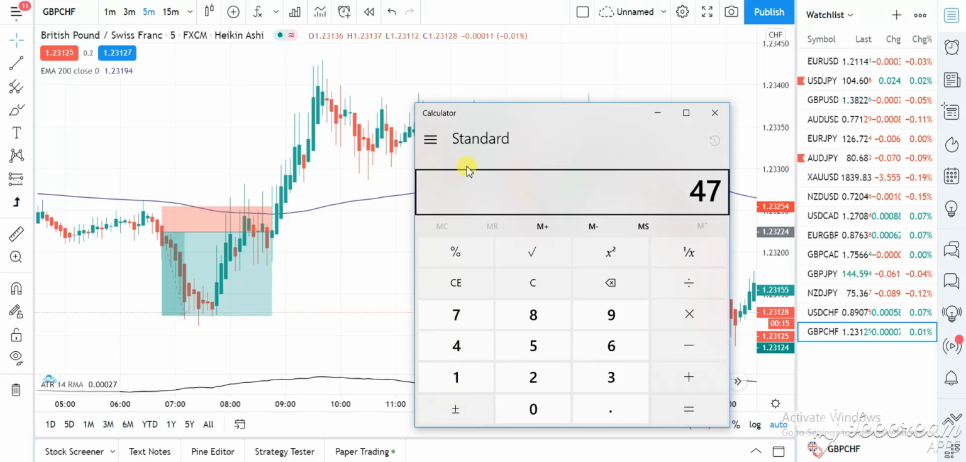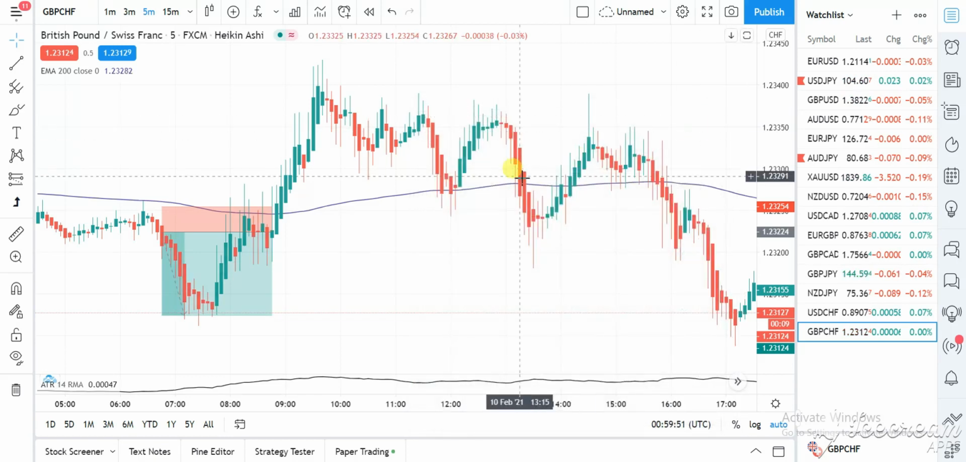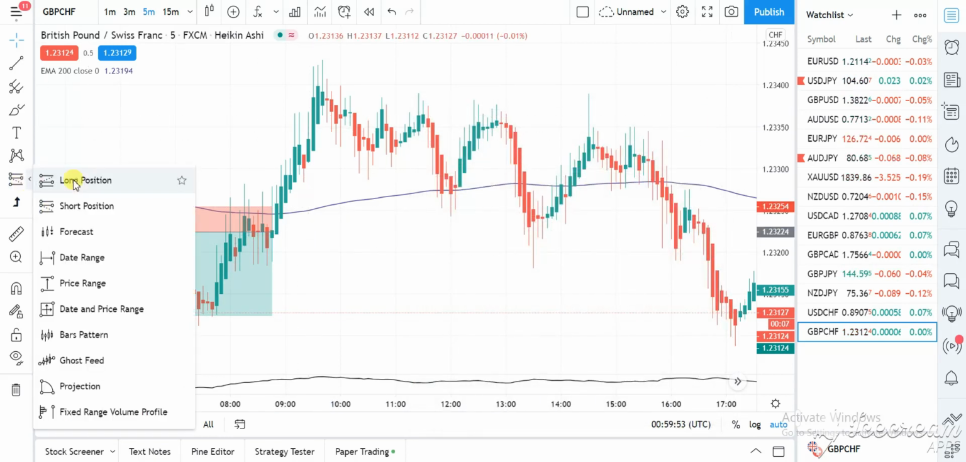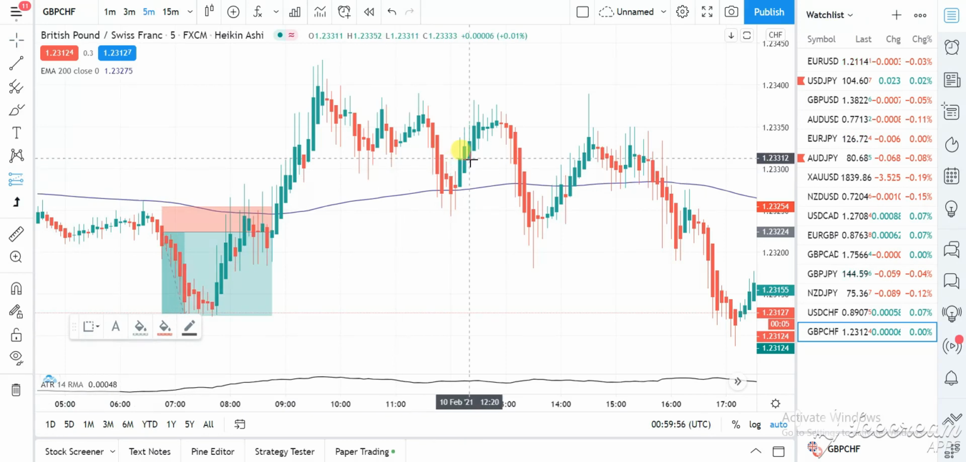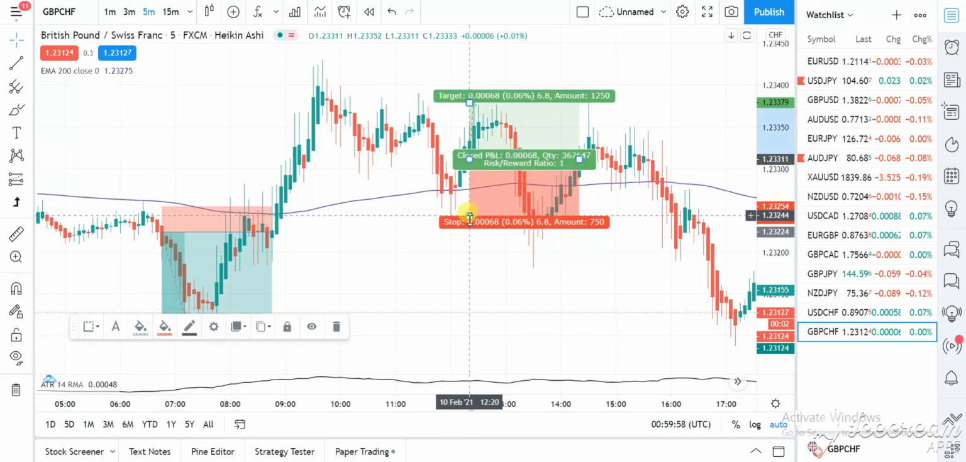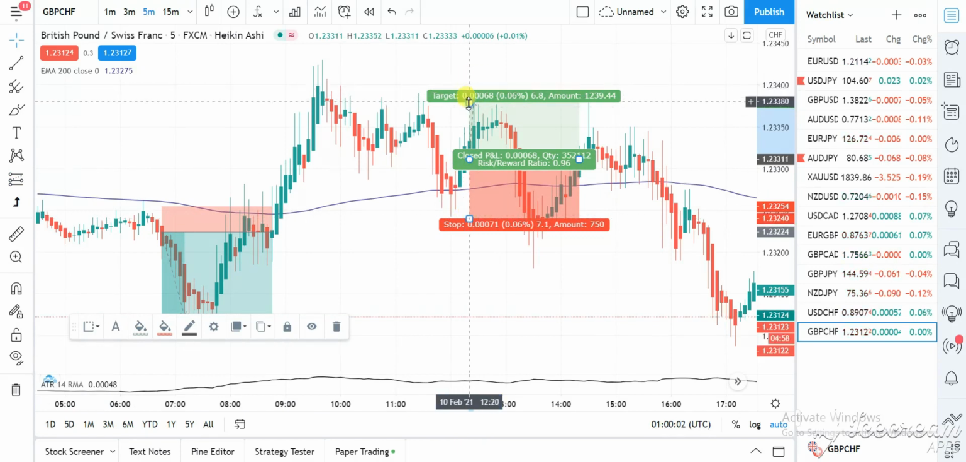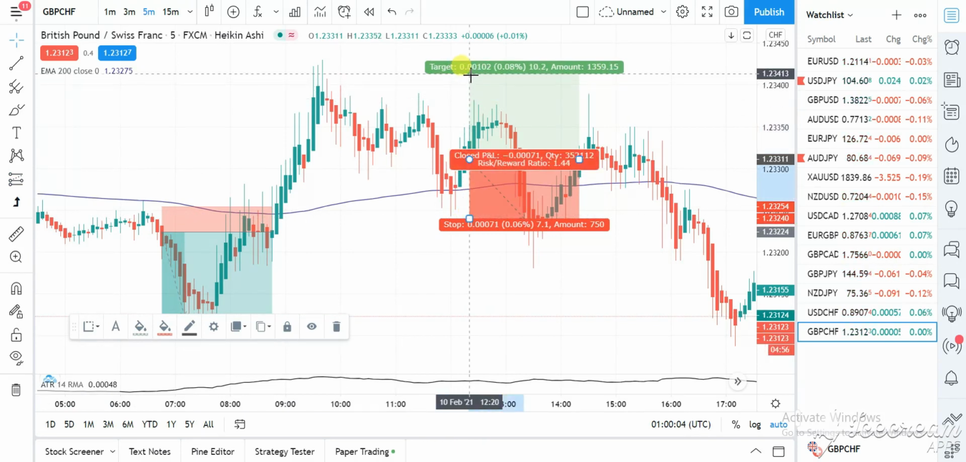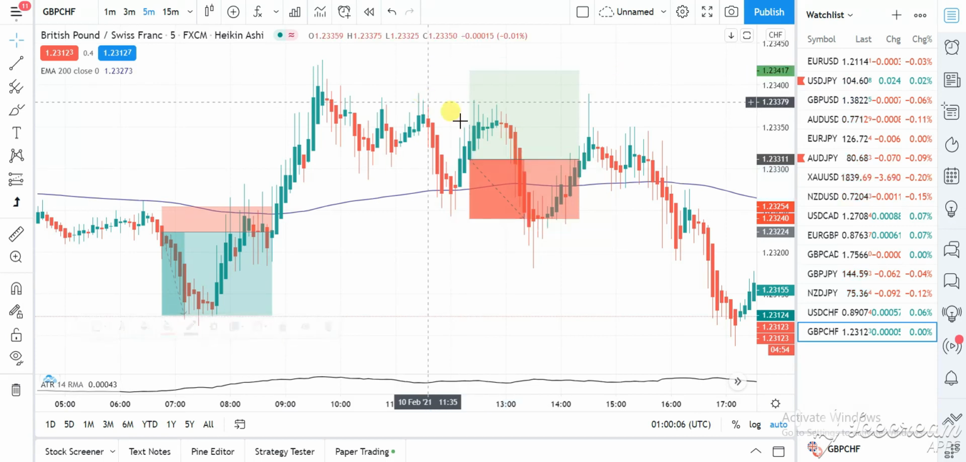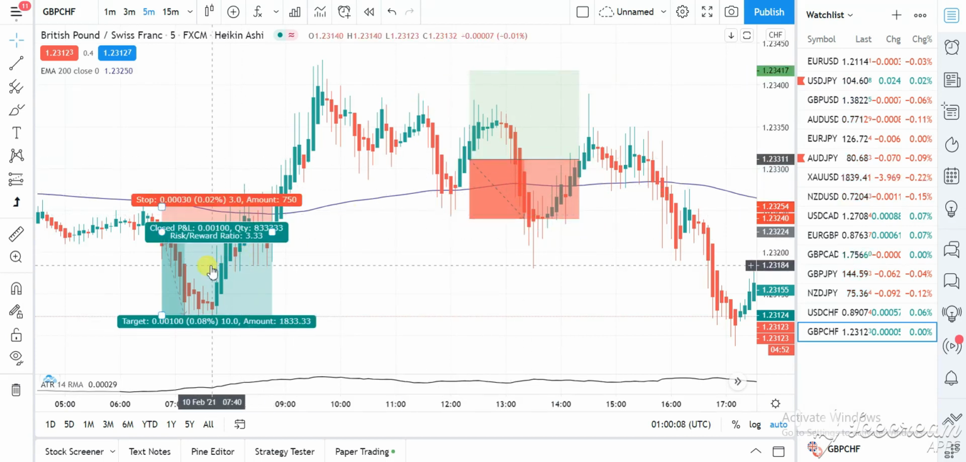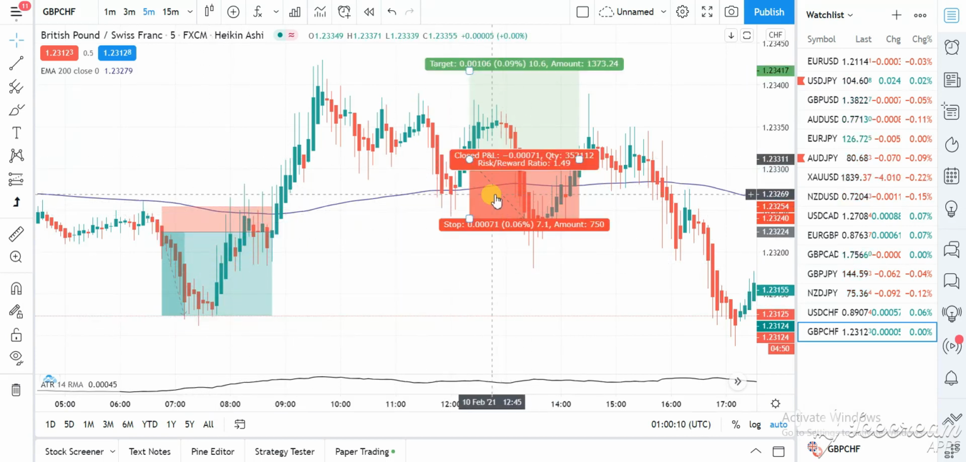47 times 1.5. So that's a 71 pip stop. So for a buy, 71 pip stop, and as you can see, we lost this trade. So we won 1 for a 2 to 1 and we lost 1 at this point.